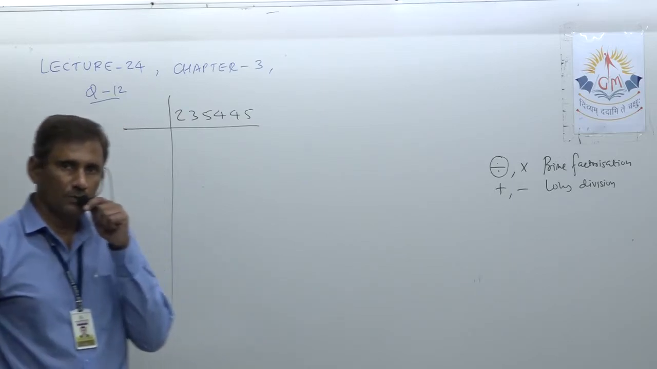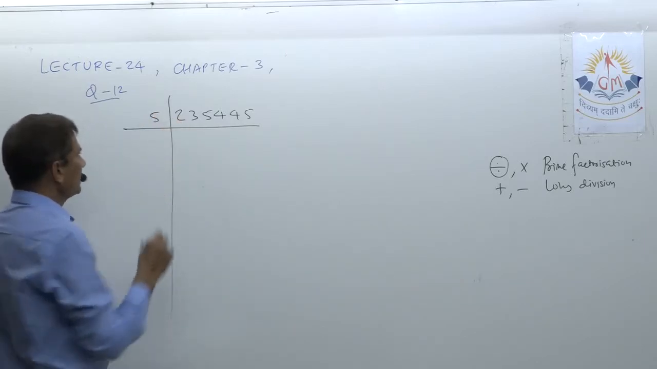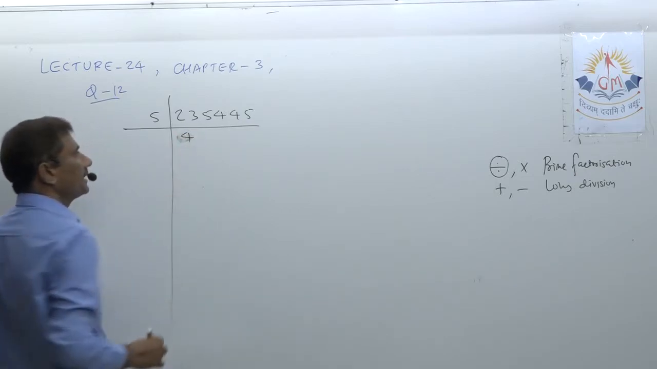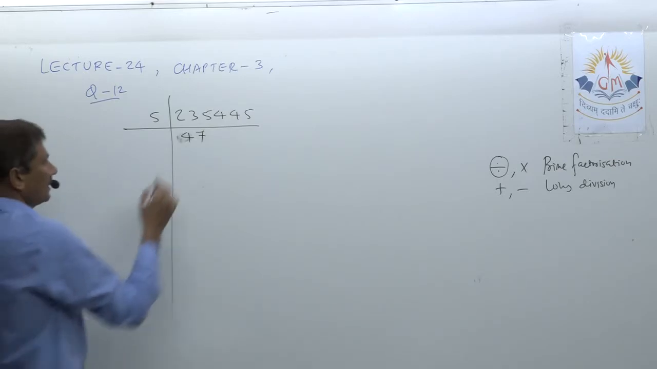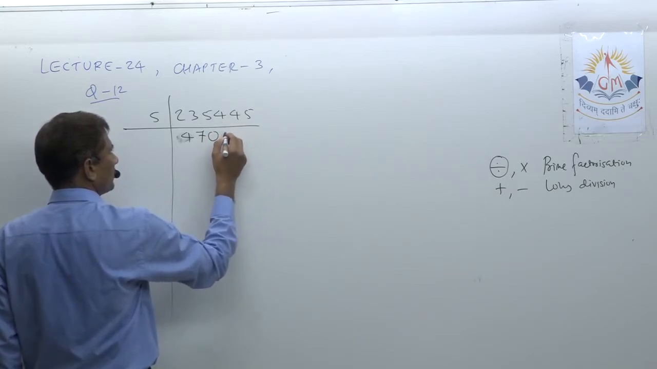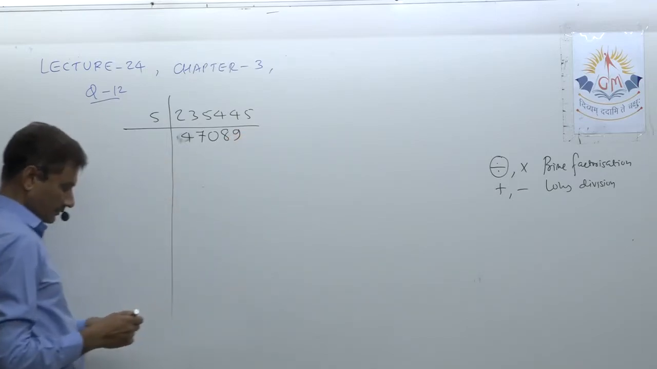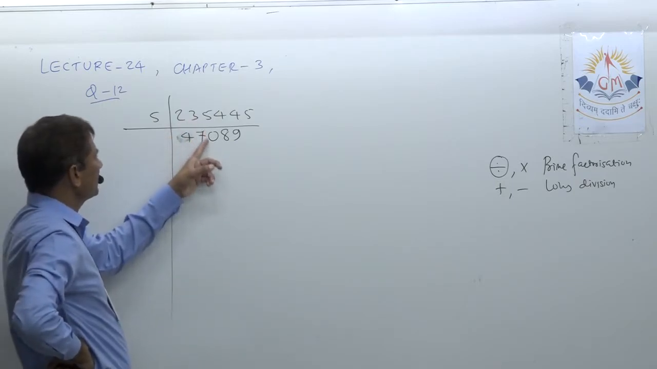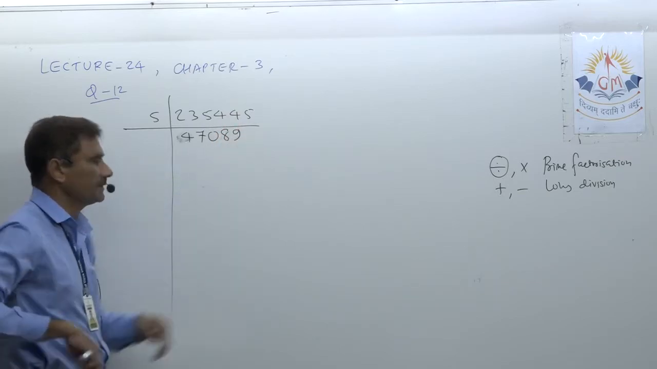Okay, now look here. The last digit is 5, so we can divide it by 5. So 5 4s are 20, 3 left. 5 7s are 35. Then 4 comes, but division is not possible, so let's consider 44. 5 8s are 40, then 4 left, 45. 5 9s are 45.